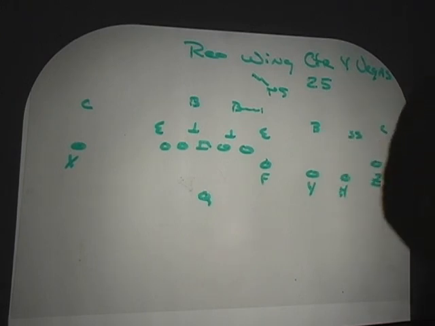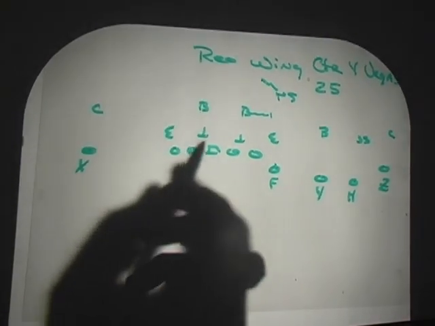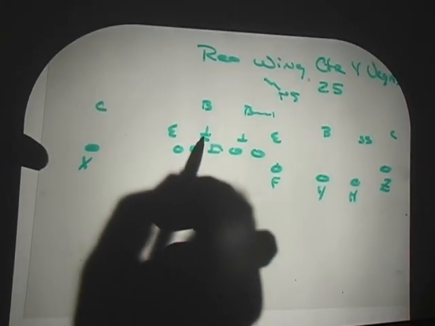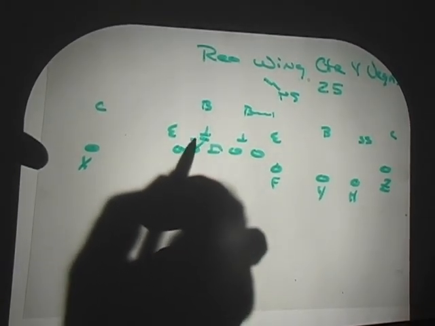Now, what we're going to do is block our counter rules. So he's the A-gap player. He's the B-gap player.